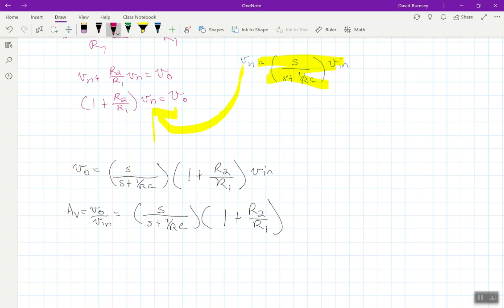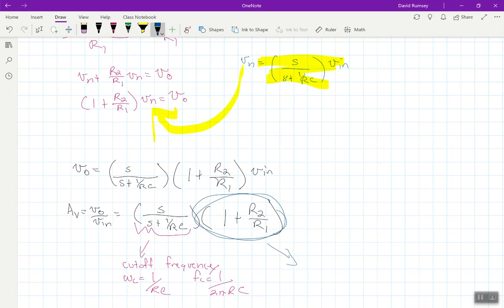Now there are some important things we should highlight here. This portion gives me my cutoff frequency, and the cutoff frequency is still omega c is equal to 1 over RC, or Fc is equal to 1 over 2 pi RC. But then this term right here gives me my gain. In other words, I can filter and amplify at the same time. So I can be doing a high pass filter while I'm amplifying the signal at the same time.